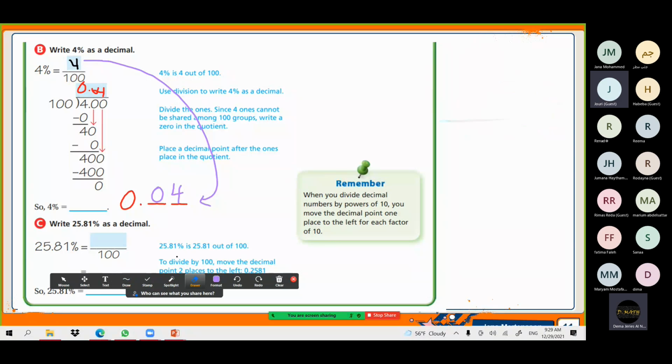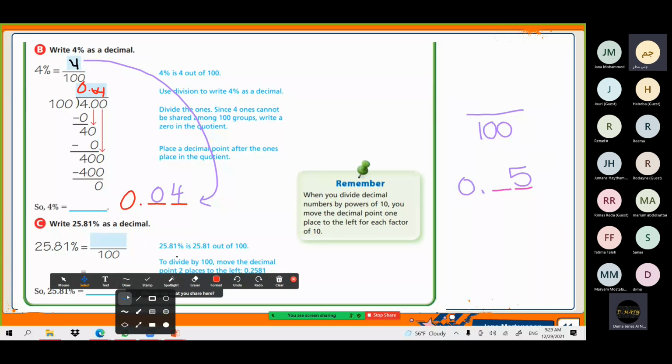Another example. If you have 5 over 100, how do you write it as a decimal? You will put a decimal point. How many zeros are in the 100? 2. Then after that, you will start writing from the right. You will put the 5 here. And in the empty digits, you will write 0. So 5 over 100, or 5%, it will be 0.05.